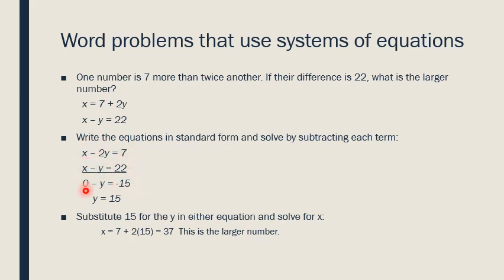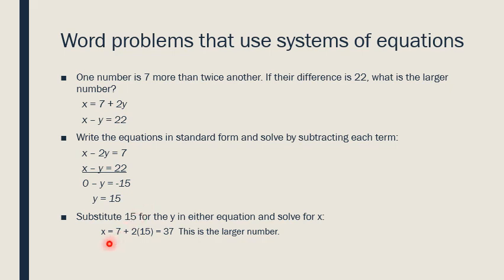X minus x is 0. Negative 2y minus negative 2y would be plus y. So negative 2y plus y leaves me with just minus 1y. And 7 minus 22 is negative 15. That means that negative y equals negative 15, and if I multiply both sides by negative 1, I get y equals positive 15.